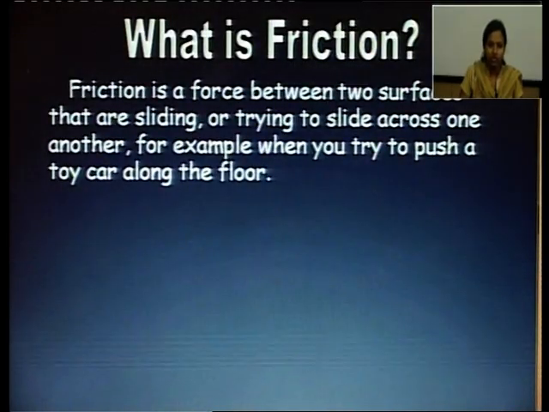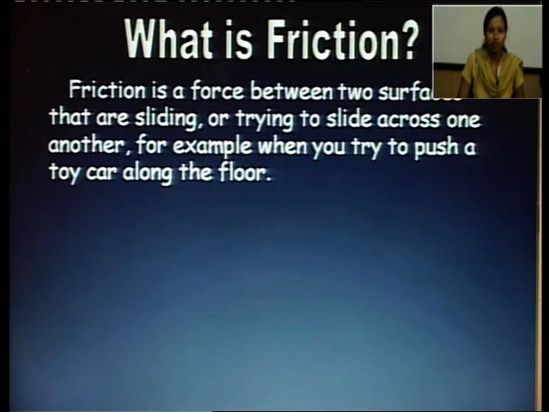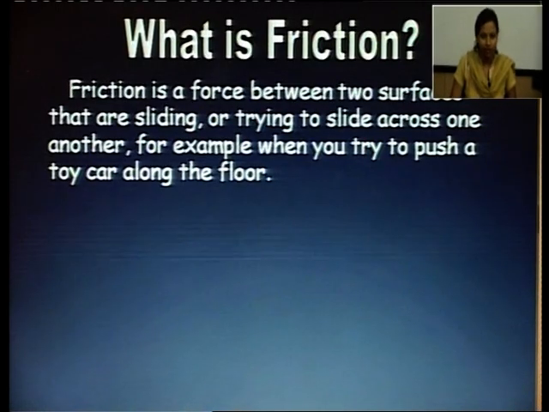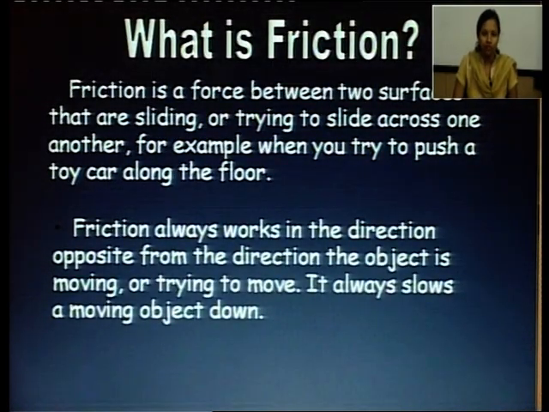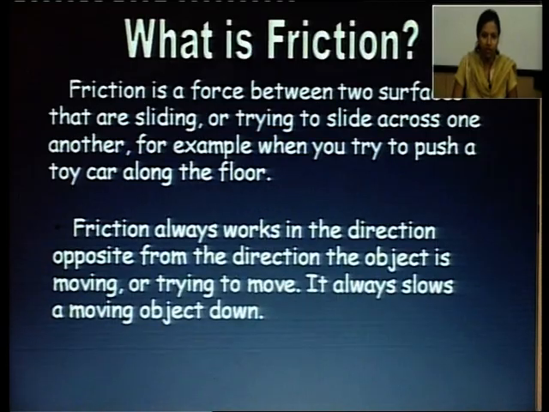Friction is a force between two surfaces that are sliding or trying to slide across one another. For example, when we try to push a car along a floor, friction always works in the direction opposite from the direction the object is moving. So if the object is moving to the right, then the friction direction is to the left.